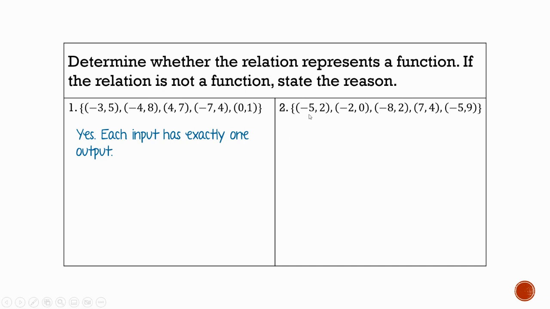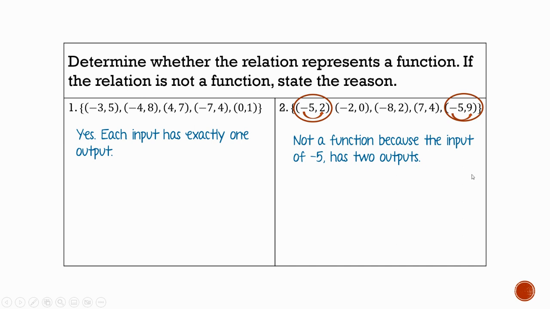Looking at number 2, we got -5 paired with 2, and then we got -2 paired with 0, -8 paired with 2, 7 paired with 4, and then again we've got -5 paired with 9. Okay, so since -5 had an output of 2, and then later on -5 has an output of 9, that relation is not a function because the input of -5 has two outputs.